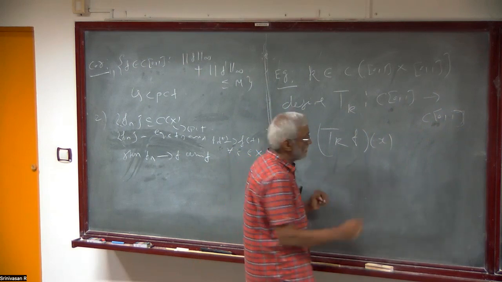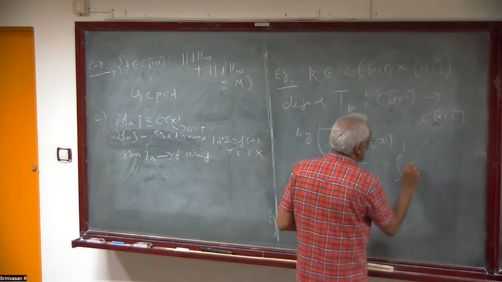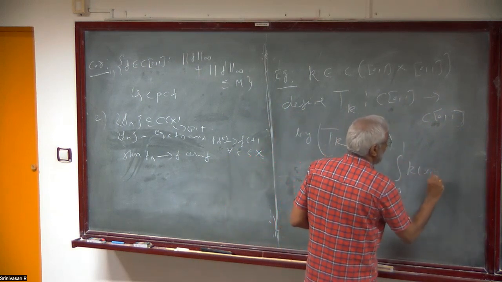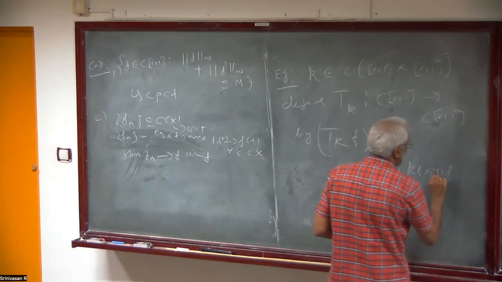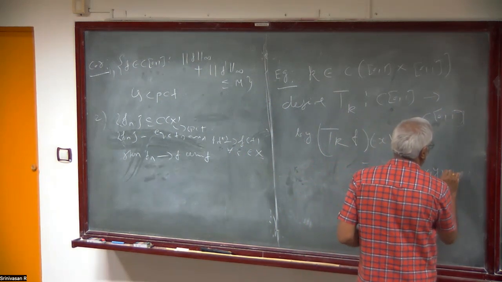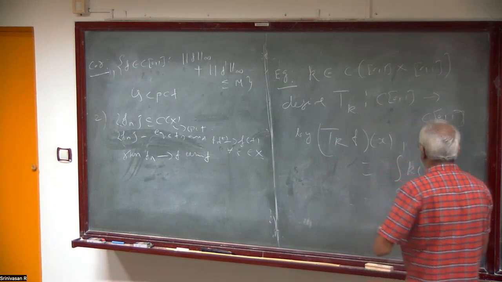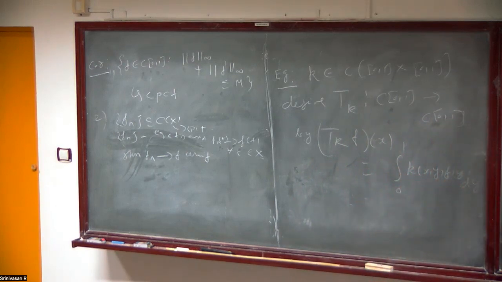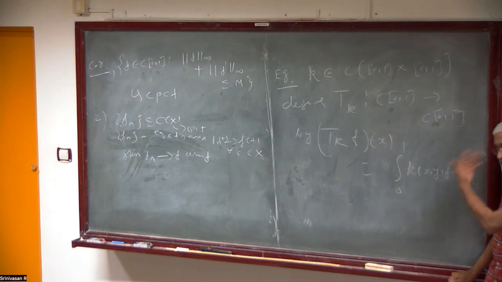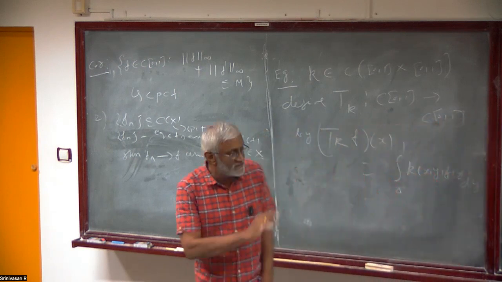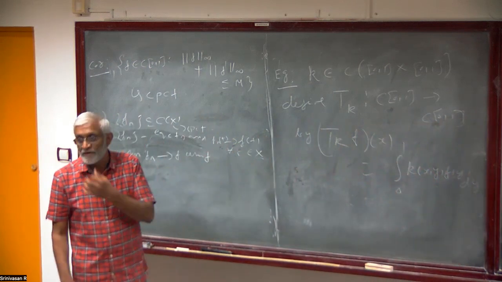It is the integral from 0 to 1 of k(x,y) f(y) dy. T_k of f at x is the integral of k(x,y) f(y) dy. This x is fixed and the integration is with respect to y. So this is a one-variable function. This is what is called an integral operator.